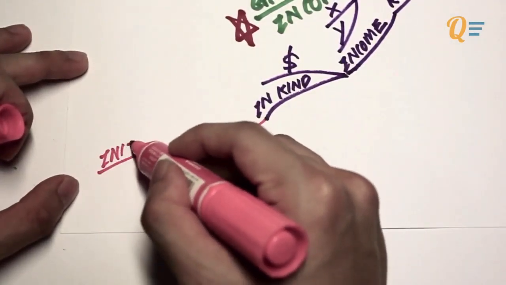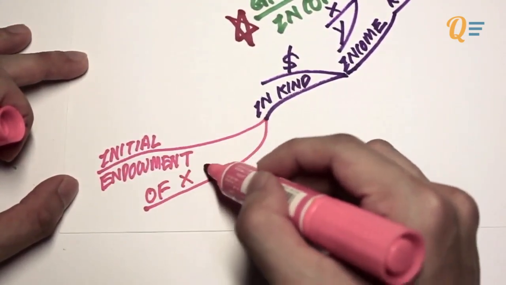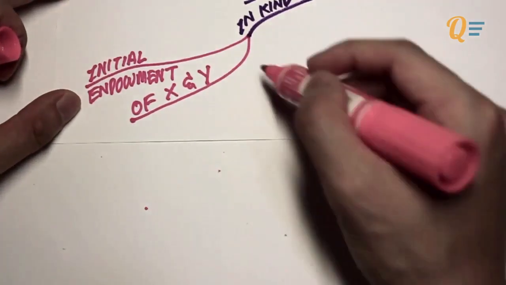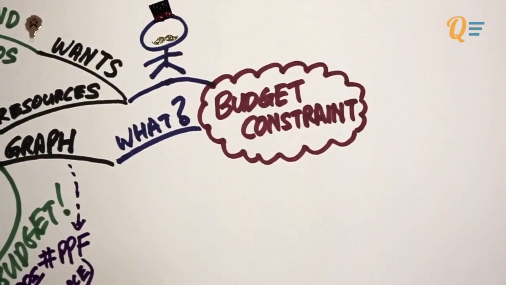So what is income in kind? It refers to the initial endowment that a consumer has from the very beginning. An endowment of X and Y. So it's basically you are born with this amount of X and Y. We'll talk about this later in the chapter.